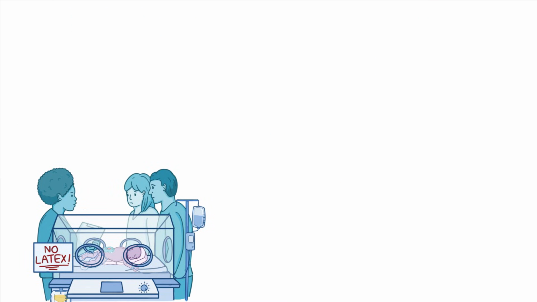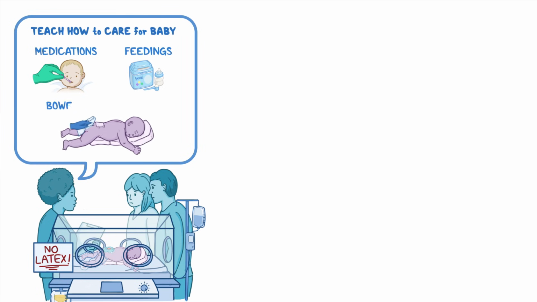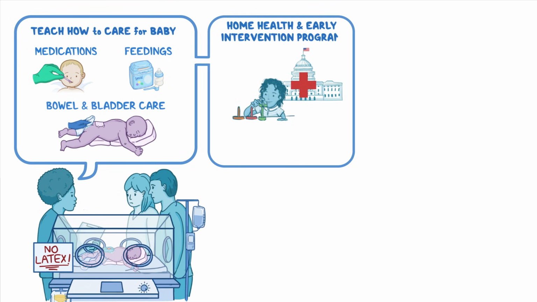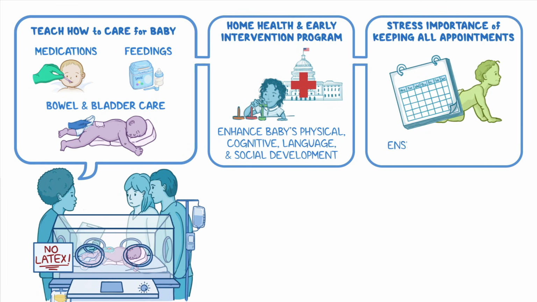When their baby is ready to go home, be sure to teach them about how to care for their baby, including medications, feedings, as well as bowel and bladder care. Talk to them about how their baby will be supported by home health and an early intervention program to enhance their baby's physical, cognitive, language, and social development. Stress the importance of keeping all scheduled appointments to ensure the best outcome for their baby.